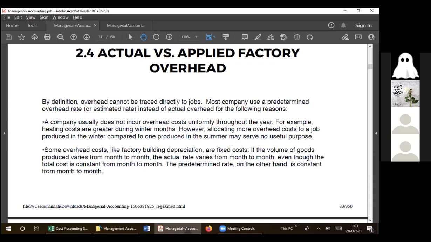So again, because of that, you cannot attach the depreciation to one product. When the production is high, then depreciation per product will be low. And when the production is low, then the depreciation will be high.